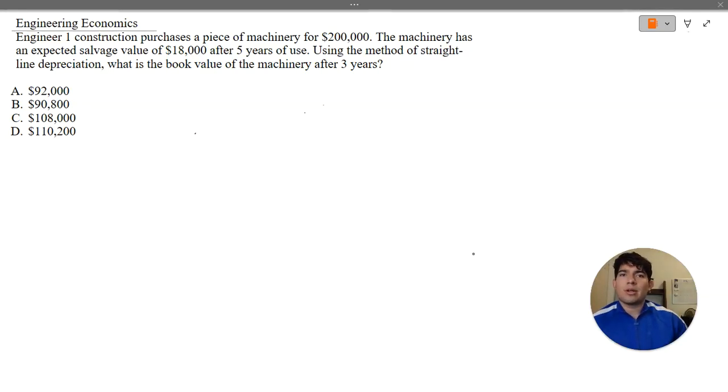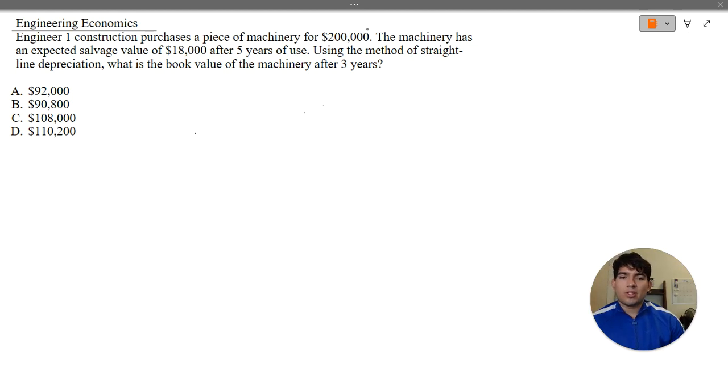Today we're doing another FE review problem. In this case we have an engineering economics problem. So this one reads, Engineer 1 Construction purchases a piece of machinery for $200,000. The machinery has an expected salvage value of $18,000 after 5 years of use. Using the method of straight line depreciation, what is the book value of the machinery after 3 years?